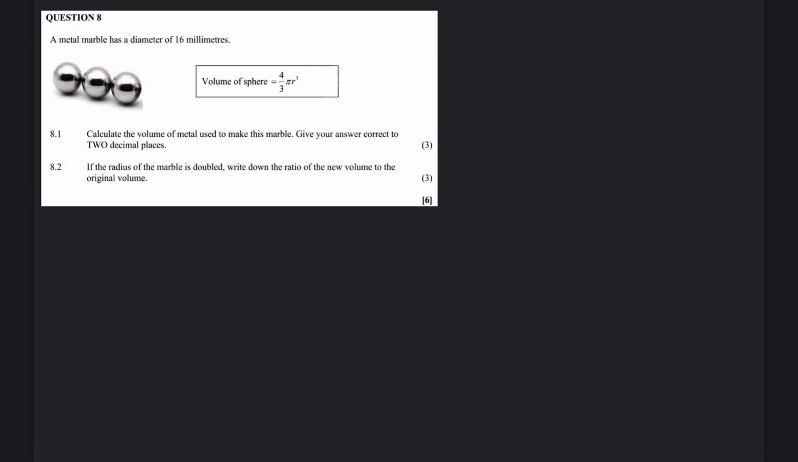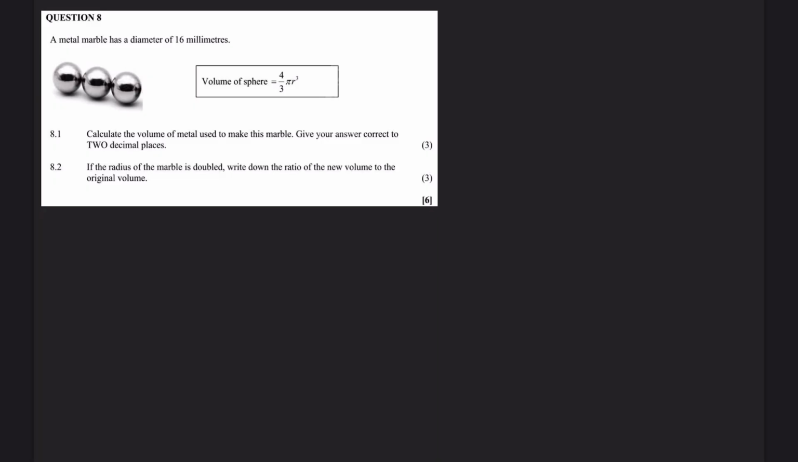Today we're going to try out a question on measurement. Question 8 reads, a metal marble has a diameter of 16 millimeters. 8.1, calculate the volume of metal used to make this marble. Give your answer correct to 2 decimal places.